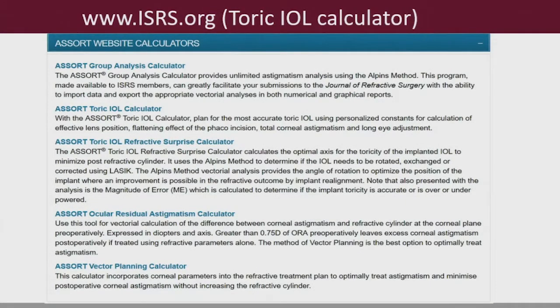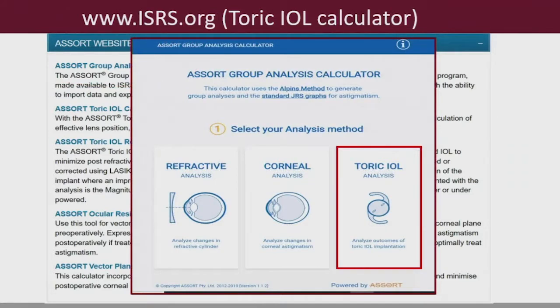So we have provided on the ISR website, free to all ISRS members, a number of calculators that you can use when you're doing analyses. Looking at the group analysis calculator, you can now do analyses at no charge. It's a free calculator for refractive, corneal, but particularly toric implants. And with toric implants, this is going to give you analysis of the whole implant. Is the implant toricity on axis or off axis? Is it overcorrecting or undercorrecting?